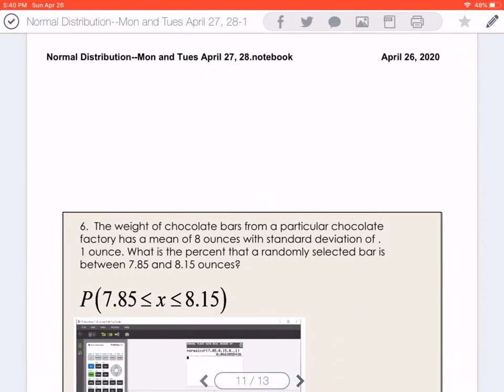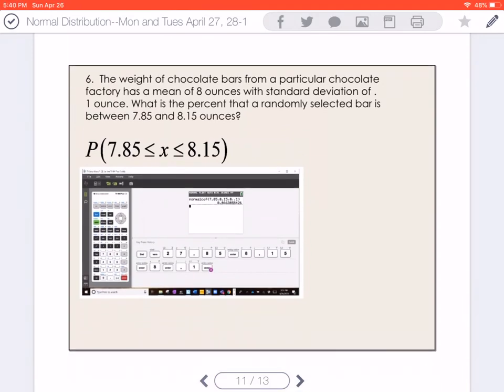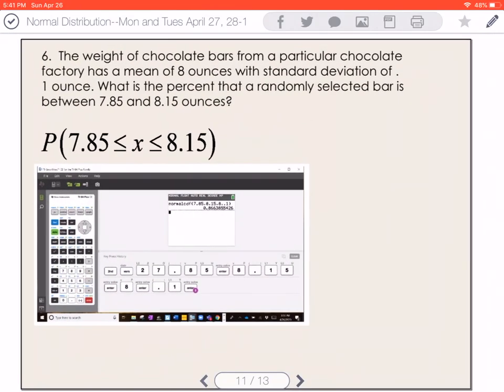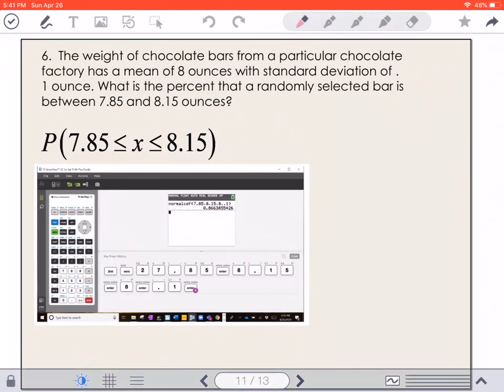With our next example, it says the weight of chocolate bars from a particular chocolate factory has a mean of 8 ounces with a standard deviation of, this should actually be 0.1 ounce. It's hard to tell right here because this point is up here, but it's 0.1 ounce, just FYI. What is the percent that a randomly selected bar is between 7.85 and 8.15 ounces? Okay, so here we actually have a different lower bound and an upper bound number, right? We want to know between here and here.